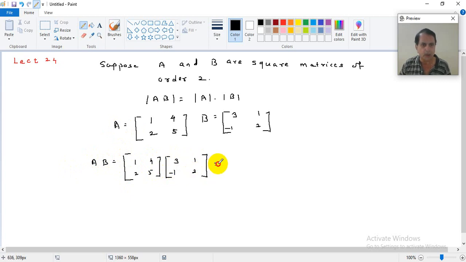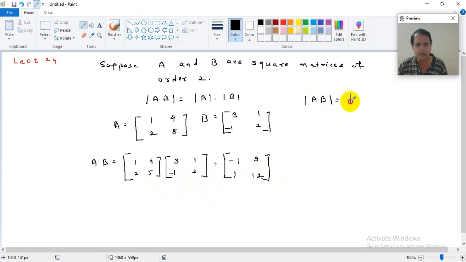So whenever I take this product, it is first row first column. So 1 into 3 is 3, 4 into minus 1 is minus 4, so 3 minus 4 is minus 1. Then first row second column, so 1 into 1 is 1, 4 into 2 is 8, so 1 plus 8 is 9, right? Then second row first column, so 2 into 3 is 6, 5 into minus 1 is minus 5, so 6 minus 5 is 1. And second row second column, so it is 2 into 1 is 2, 5 into 2 is 10, so in all it is 12, right?